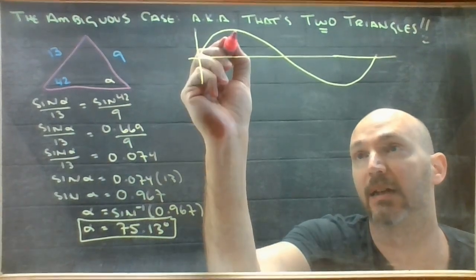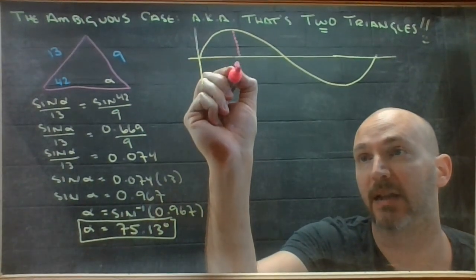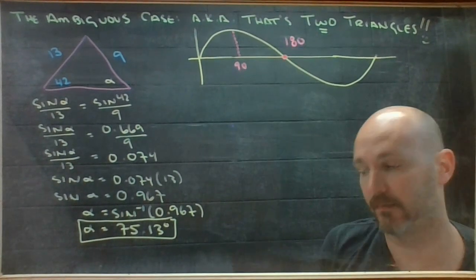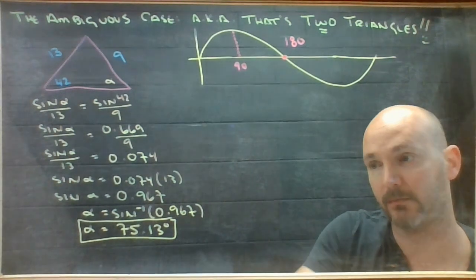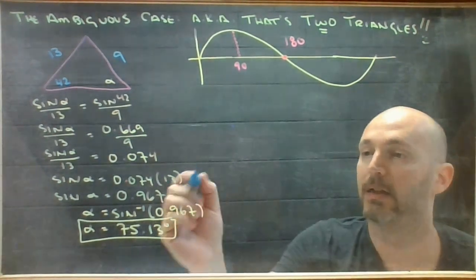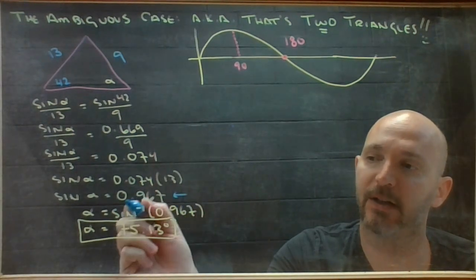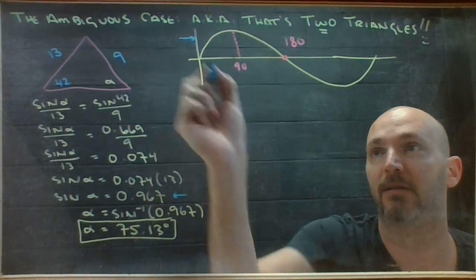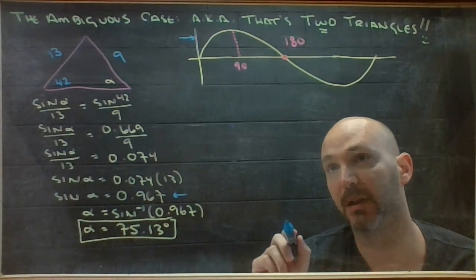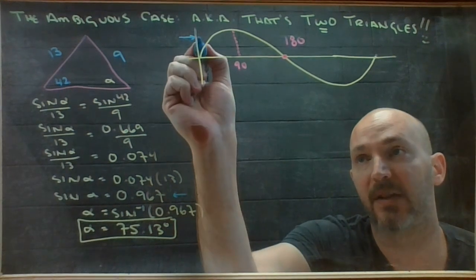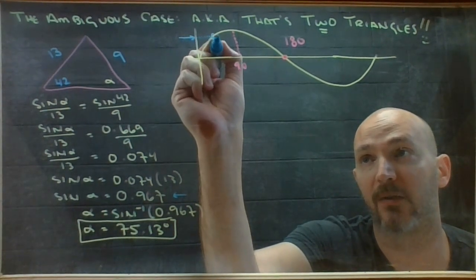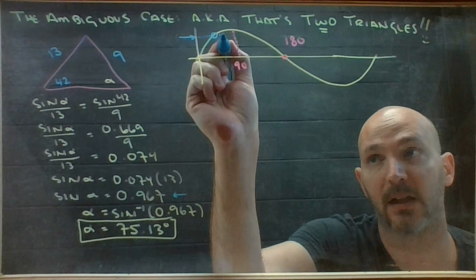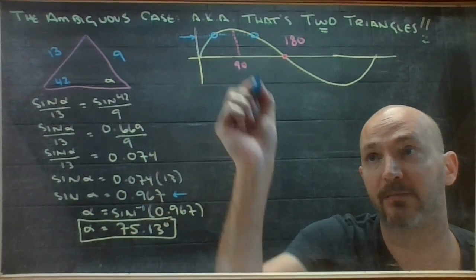And we're going to remember that the peak of a sine wave happens at 90. The x-intercept happens at 180. And I was hunting for a y value of 0.967. That's about here somewhere. Almost 1, but not quite. Which means if I scroll across, I'm going to hit this curve almost at the peak, but not quite. I'll hit it once here, and I'll hit it once here.